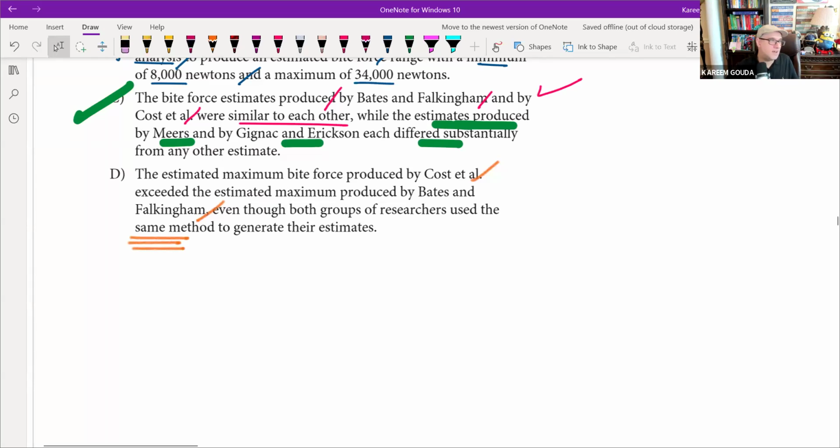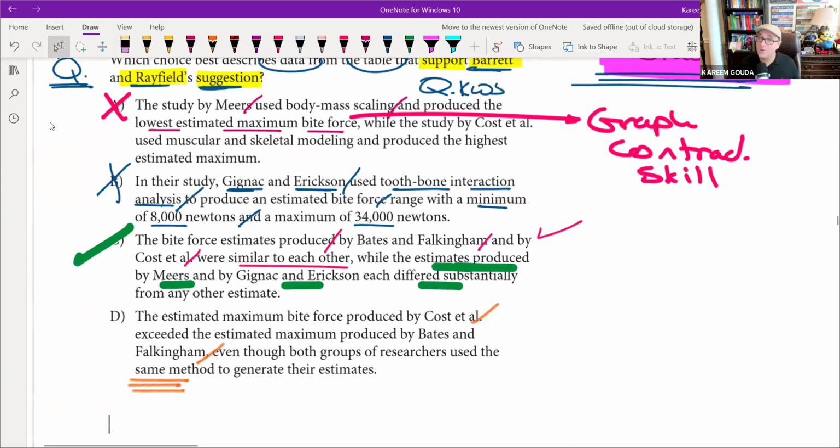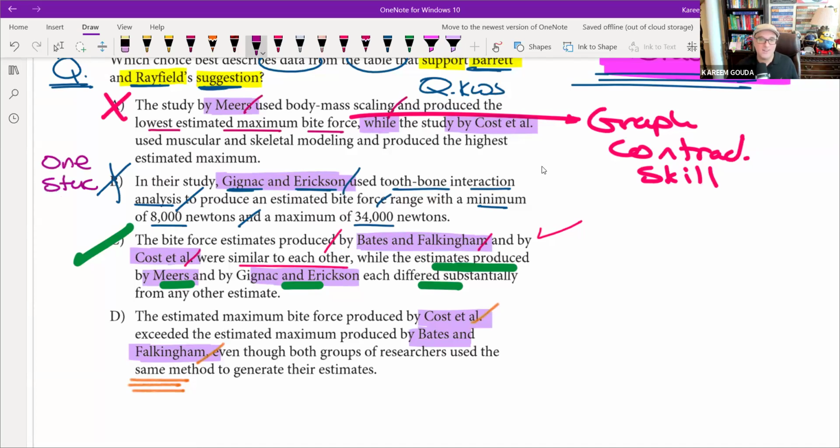Oh, wait a minute, guys. I think now I know why I said B was wrong. Look here. I'm going to use a weird color. So let's use light purple. Answer A is talking about a study by someone in comparison to a study by someone else. Answer C talks about a study by someone in comparison to someone else, someone else, someone else. Answer D talks about the study by someone in comparison to someone else. Answer B is the only one that talks about one study. So that's why answer B is wrong. So answer B is wrong because it has only one study.